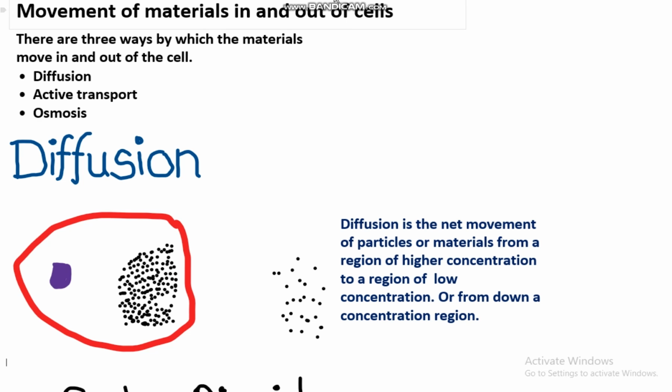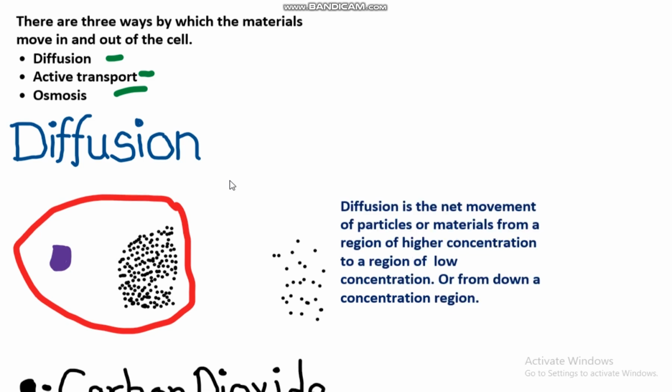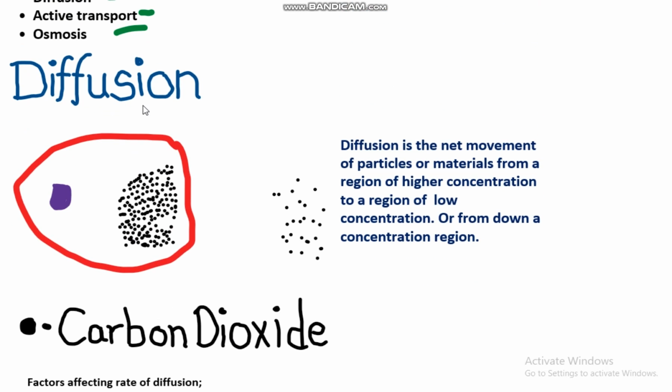Hello guys, today we'll be discussing our topic about movement of materials in and out of the cell, and there are three ways by which materials move in and out of the cell, which are diffusion, active transport, and osmosis. So we'll be discussing diffusion first. Diffusion is the net movement of particles or materials from a region of higher concentration to a region of low concentration.